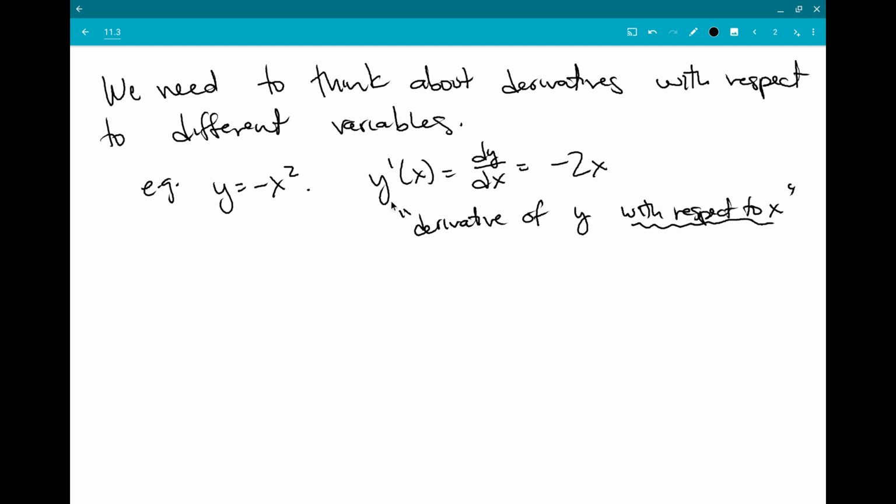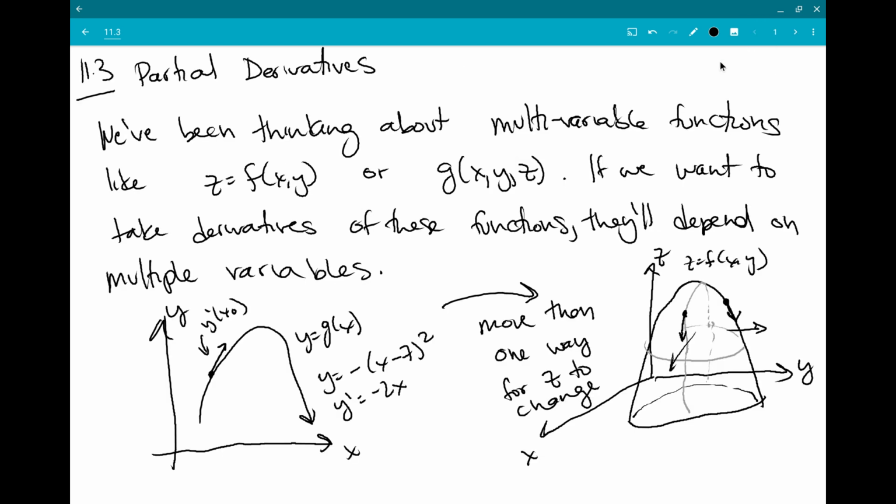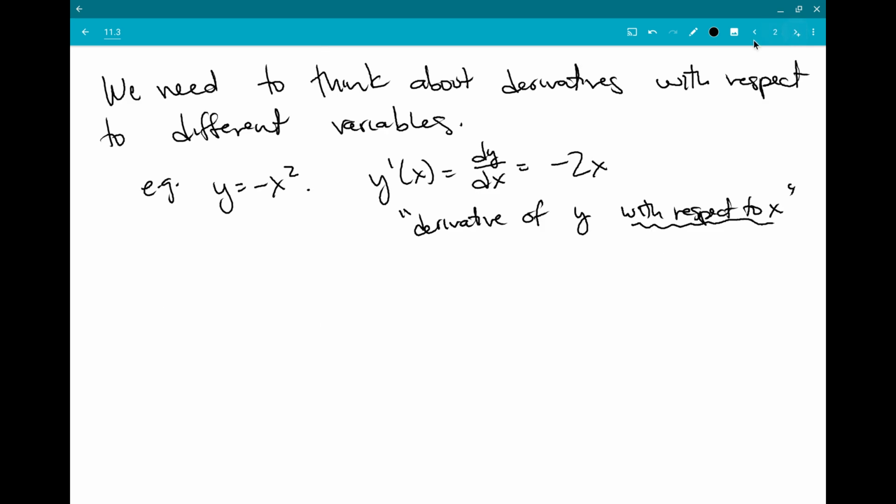But that is what we were doing. We were talking about how y changes with x. When you look at this little slope, it's telling you how much increase in y you get for every increase sideways in x. And so now what we're going to have is derivatives of z with respect to x.